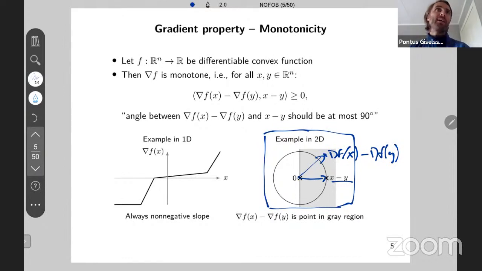So we depict this property of monotone operators in 2 dimensions as being in this gray area, given that x minus y is here.